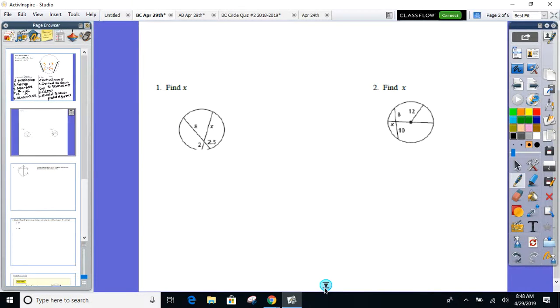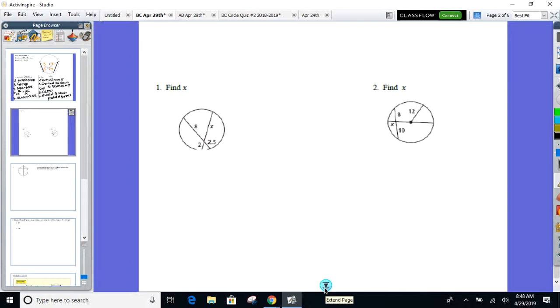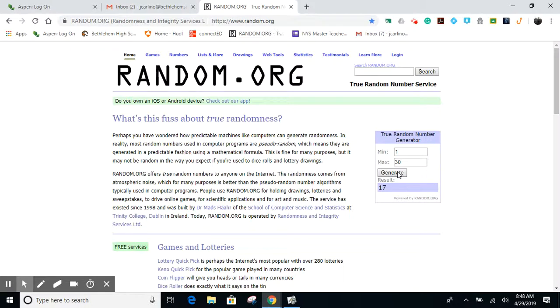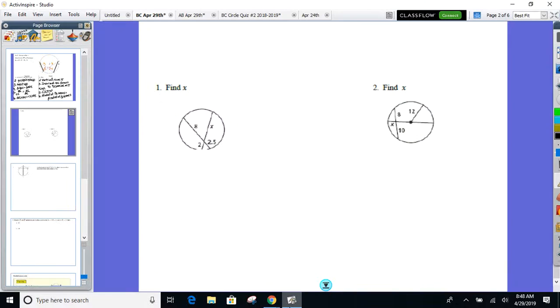Number one. Everybody see the two chords that are intersecting? Based off the proof, what did we just prove? Set up an equation using what we just proved. Here you go, you're up. What are the two parts of one chord?